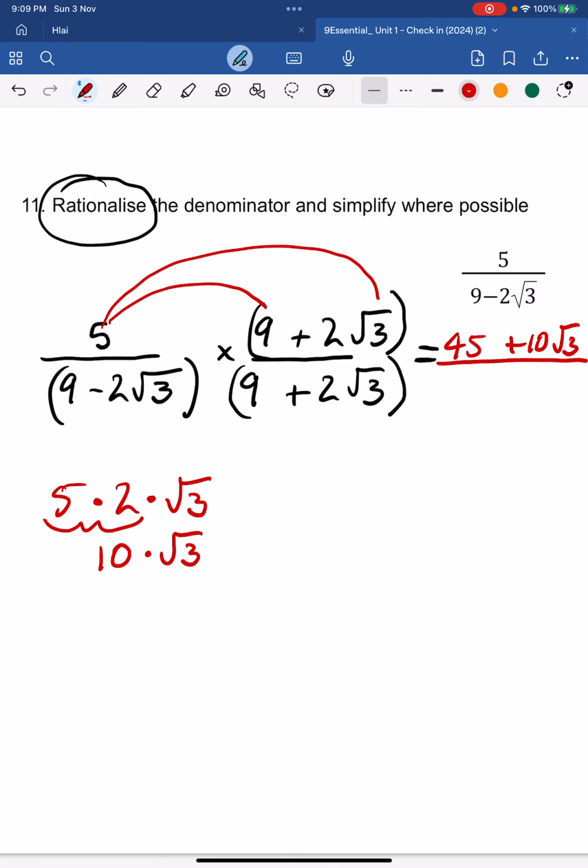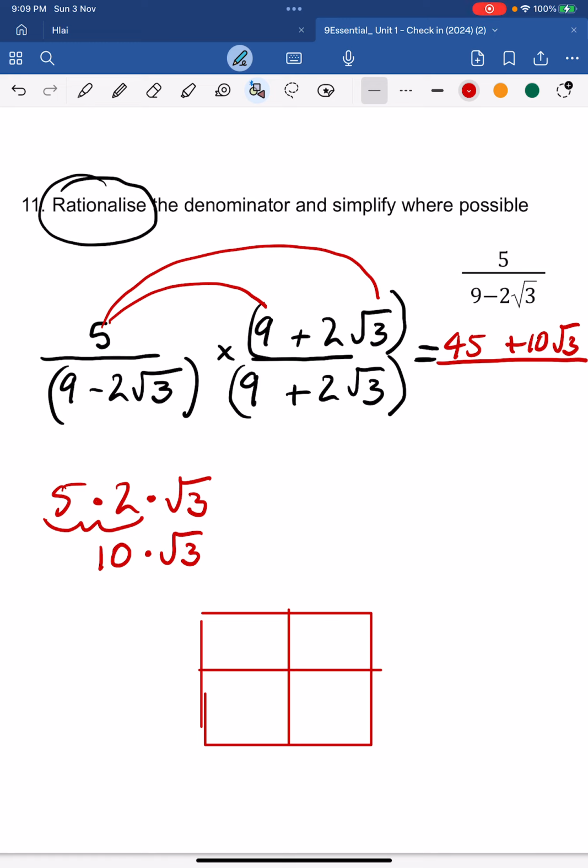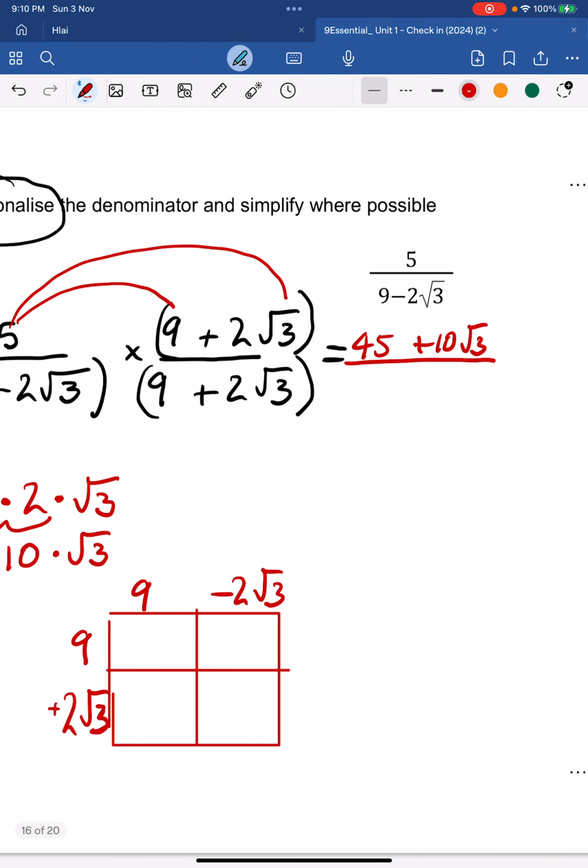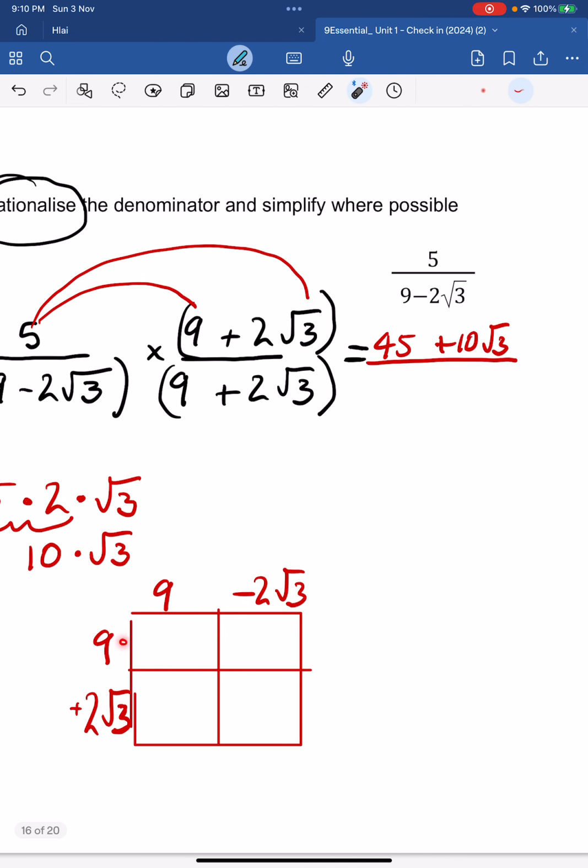Now for the denominator, I'm just going to take it down below, and I'm going to use the grid method again. I'm a big fan of the grid method. Just helps me with my organisation. So on the top, I'm going to put 9 and then negative 2 root 3. And down the side, I'm going to put 9, and this will be positive 2 root 3. And basically, you just multiply the numbers into the relevant section of the grid. Let me show you. So 9 times 9 would appear in here. The 9 times the negative 2 root 3 in here. Can you see? And then these guys multiplied together, and the answer would appear in here.